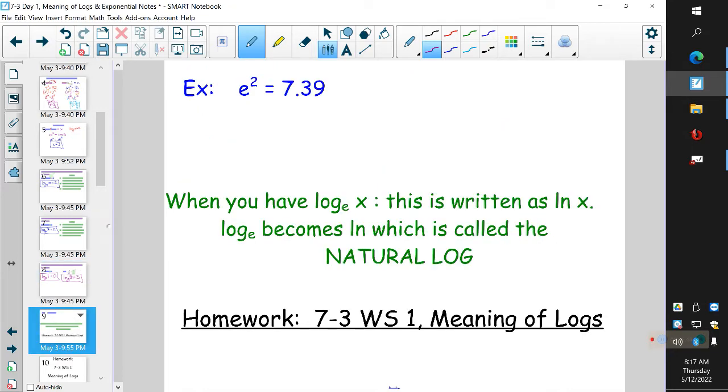Now, e squared is 7.39. So how do I write this one? This is going to be log base e. e is going to be my base. I'm going to leave a space, put my exponent here, and I'm going to have 7.39.